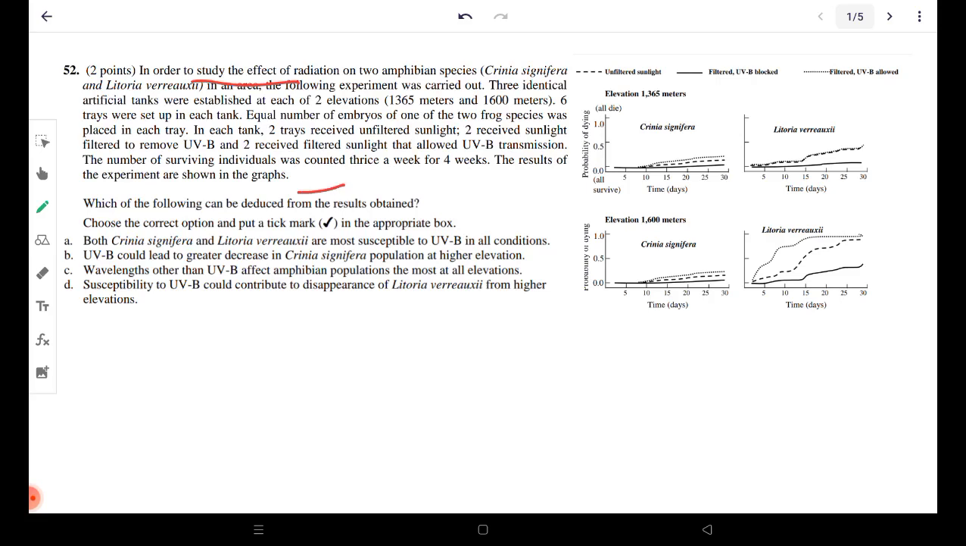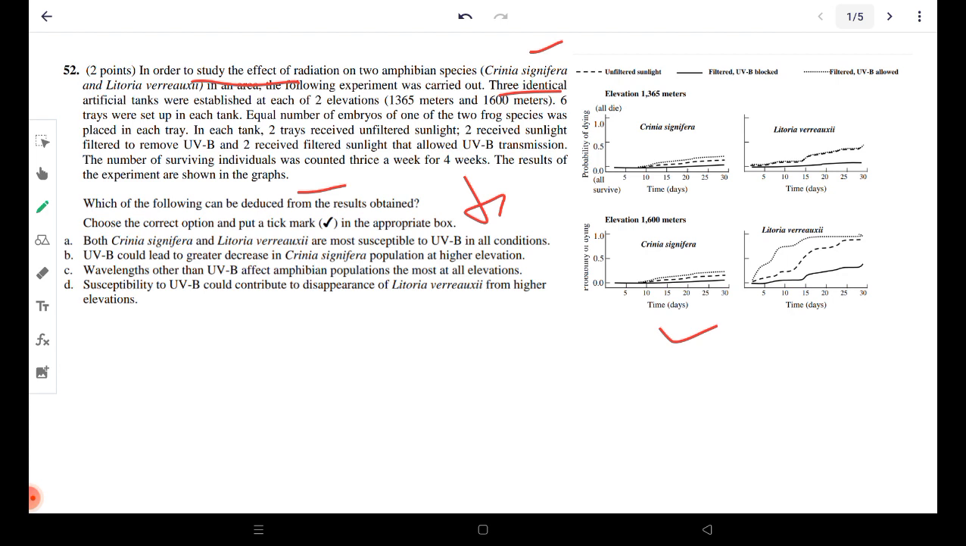So on first viewing the question, even if you don't know anything, you will be quite confused. What are these amphibian species? You don't know about them. And there are three identical tanks. You will start to create an image of what is given in the question. But first, don't think anything about that. Look at what is given in the graph, and come quickly to the options. Basically, what it asks is to choose the correct option and put a tick mark, based on what result we can deduce from this experiment.